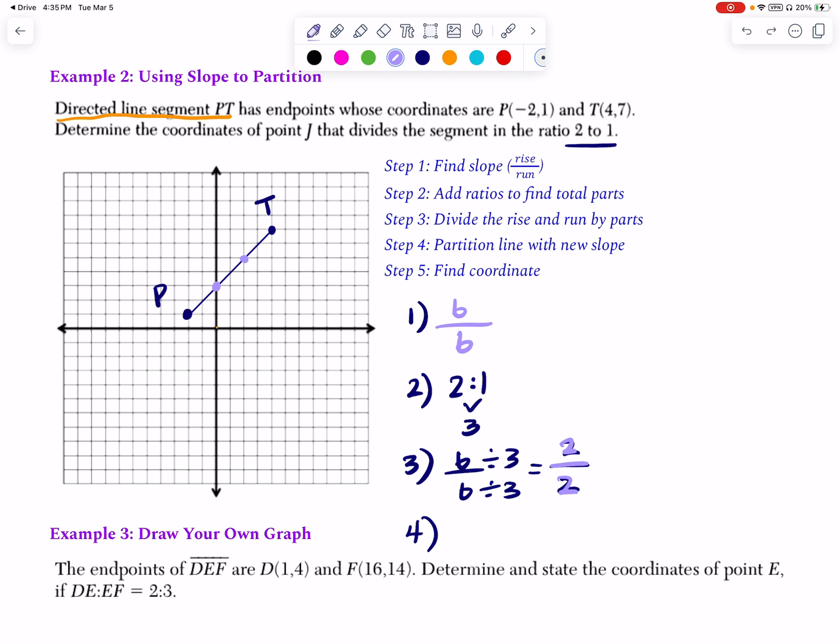So this was step 4, and in the graph. And step 5, we find the coordinate. So J needs to be here because the ratio of the line is 2 to 1. That's where J is. So the coordinate of point J is going to be +2, +5.